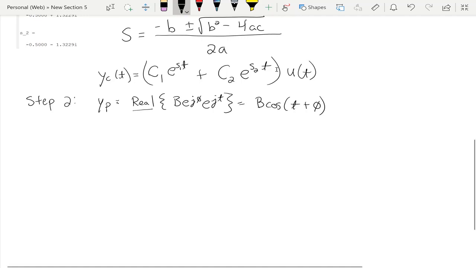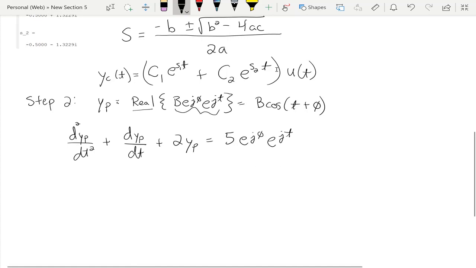All right, so let's do that. The equation I had was d squared yp over dt squared plus dyp dt plus 2yp equals 5 e to the j phi e to the j t. In other words, I'm dropping the real part stuff, and I'm going to plug in this guy for my y sub p. Remember that I have to take the real part at the end. Now, let's think about this. My b and e to the j phi, do either of those depend on time?